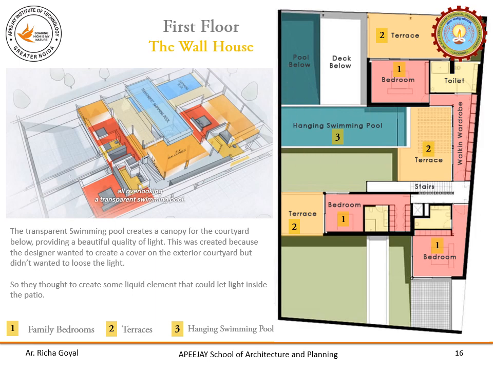Actually, the designer wanted to create a cover on the exterior of this courtyard but didn't want it to lose the light. So he thought to create some liquid element that could let the light inside the patio, and also he wanted to upgrade the quality of the light entering the courtyard below. This is the 3D from which you can relate to the bedrooms, to the terraces, and to the transparent swimming pool.